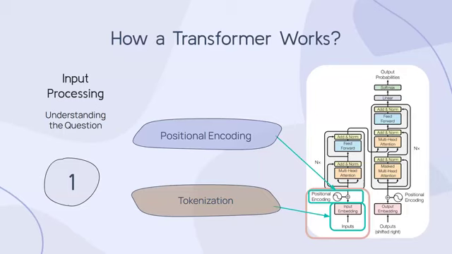So within the actual model architecture, this section here is where we actually process the input. You'll see once the user gives an input, it has a tokenization where it has the input embeddings, and then you have the positional encoding to try and understand the concept itself.